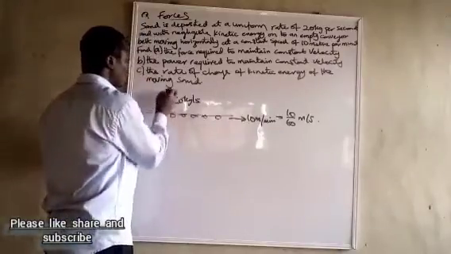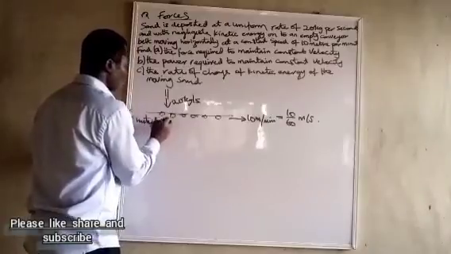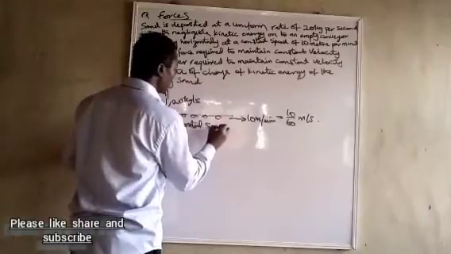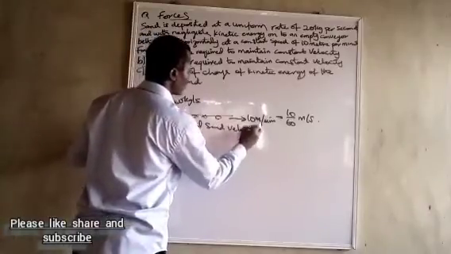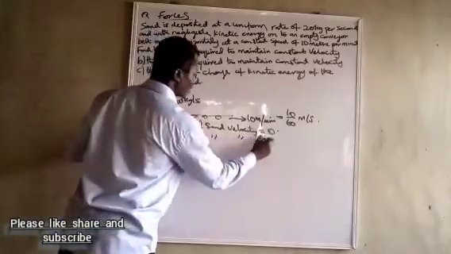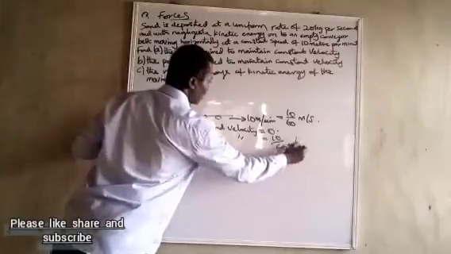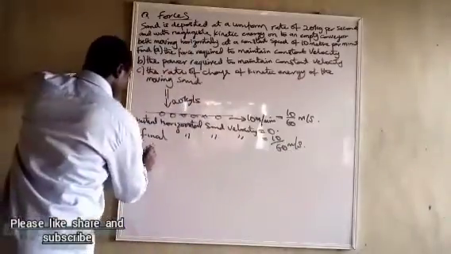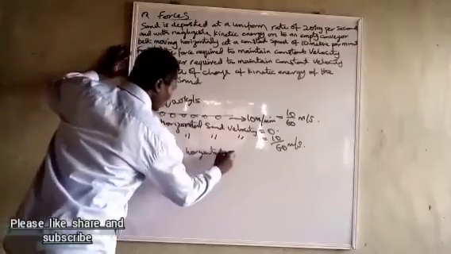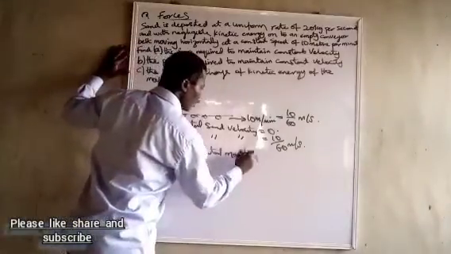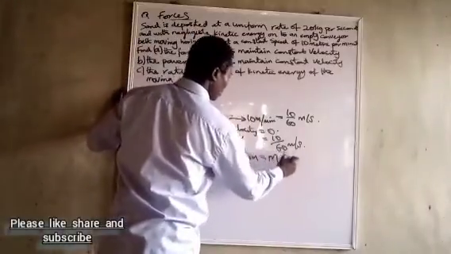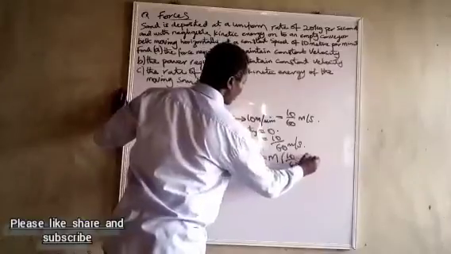So let's say the initial horizontal sand velocity is equal to 0, and the final horizontal sand velocity is equal to 10 over 60 meters per second. So the change in horizontal momentum will be equal to m times 10 over 60 minus 0.